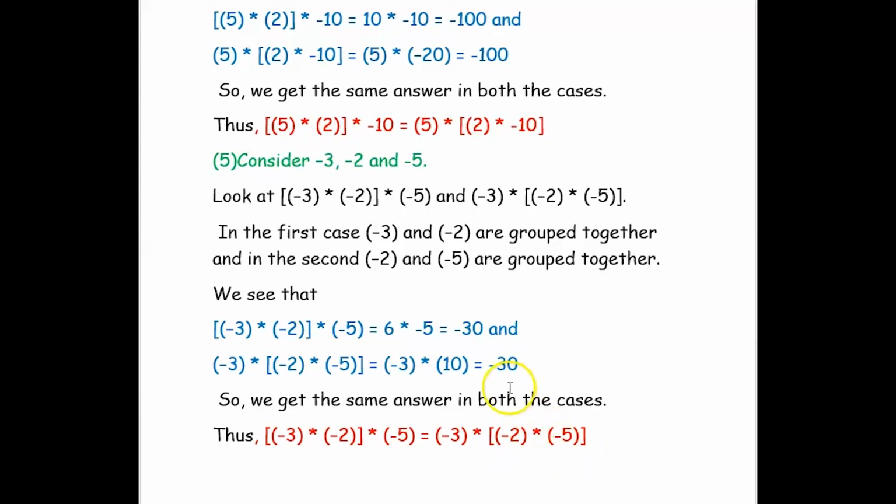So in all the integers we are getting the same result, that is A into B into C equal to A into B into C. So thus the associative property of multiplication holds true for integers also, like our whole numbers and natural numbers.